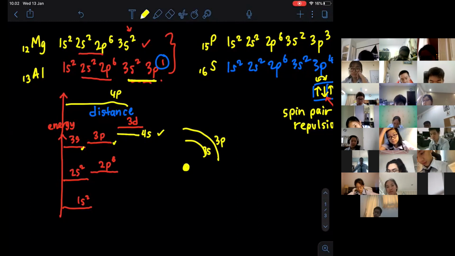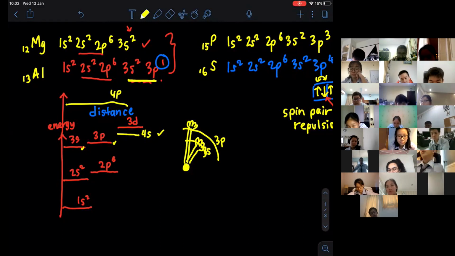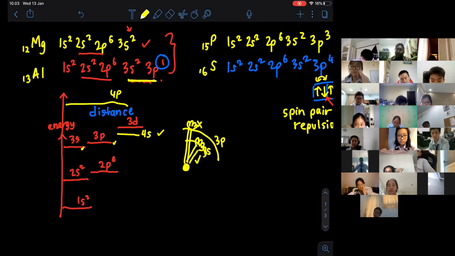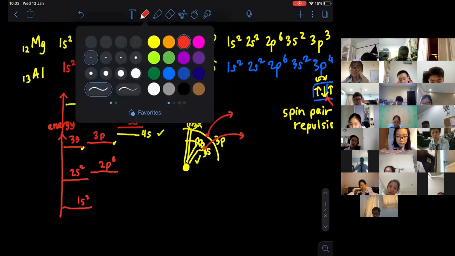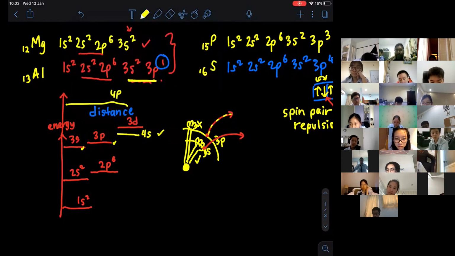So if the nucleus is trying to hold the electron in 3s, its strength to hold the electron is going to be better compared to holding the electron in 3p. Why? Because 3p is further away, and that makes the nucleus fail to hold it properly. So removing one electron from 3p is going to be way easier. Can you understand, Nevan?